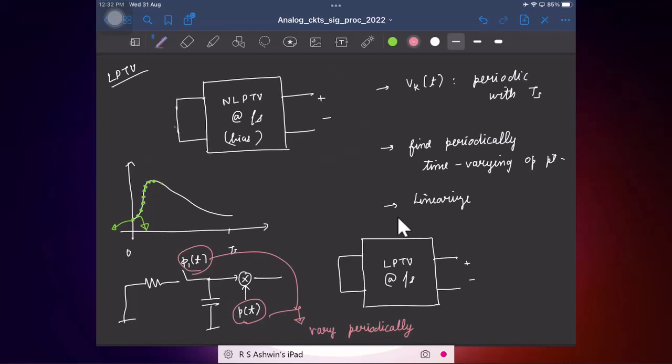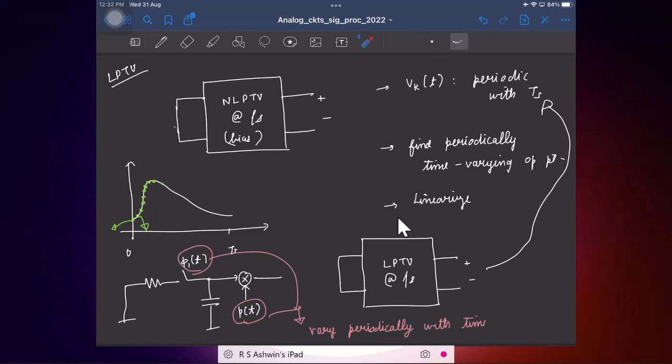Because if the clock signals had constant values, the switch is either closed or open, giving just one circuit, no time variance. Because the control signal to the switch is varying with time, the circuit is also varying periodically. So here the voltages that are varying are these clock signals. So I can say that even for LPTV, the node voltages will be periodic.